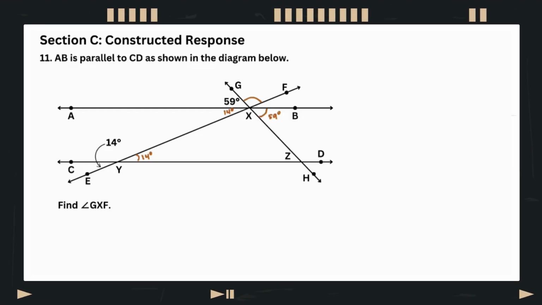All we need to have is angle on a straight line. So this is angle on a straight line. So to find angle GXF, it's equal to 180 because it's a straight line, minus 14 minus 59, and this gives us 107 degrees. And that's it.